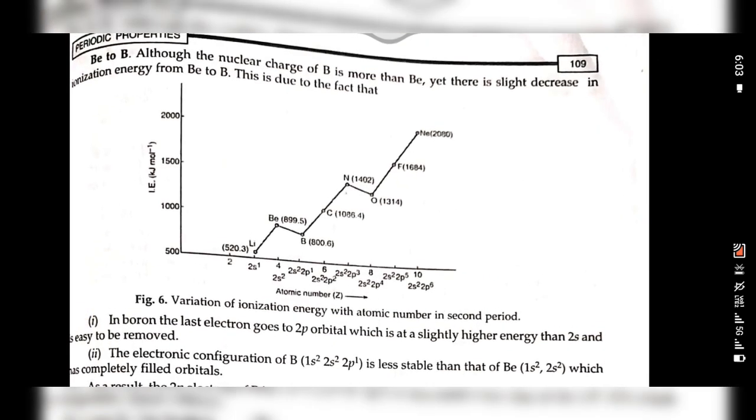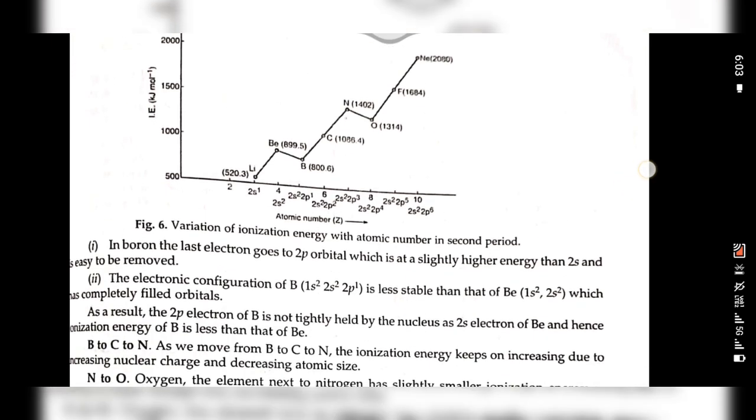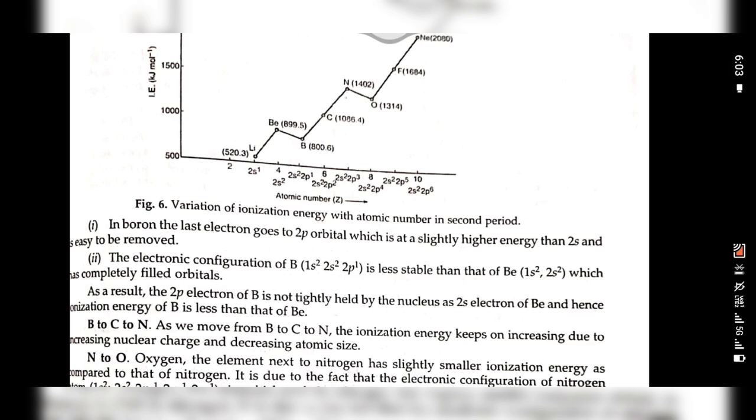Beryllium to boron. Although the nuclear charge of boron is more than beryllium, yet there is a slight decrease in the ionization energy from beryllium to boron, and this is due to the fact that in boron the last electron goes to the 2p orbital, which is at slightly higher energy than 2s, and is easy to be removed. And the second reason is the electronic configuration of boron is less stable than that of beryllium, which has completely filled orbitals. As a result, the 2p electron of boron is not as tightly held by the nucleus as the 2s electron of beryllium, and hence ionization energy of boron is less than that of beryllium.